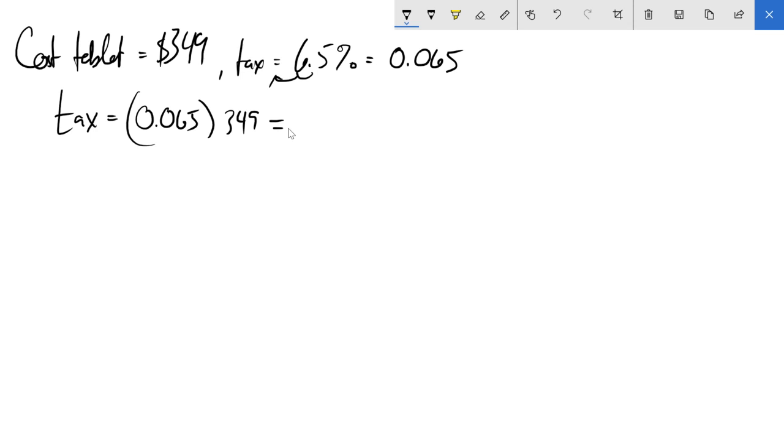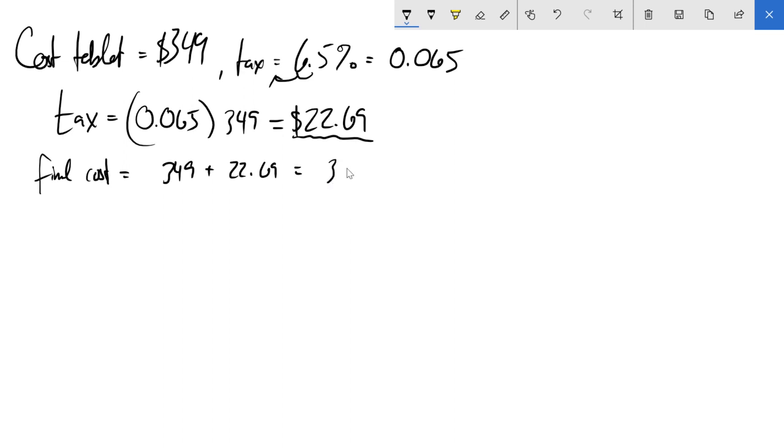I don't know. What does that come out to be? Anybody do that? 22.69? Is that okay? So that's 22.69. Perfect. So that would be your tax. If you wanted to find your final cost, what would you have to do? Yeah, you just take the original price, $349, and you'd add on the tax, and that would come out to be what? $371.69. That'd be your final price.